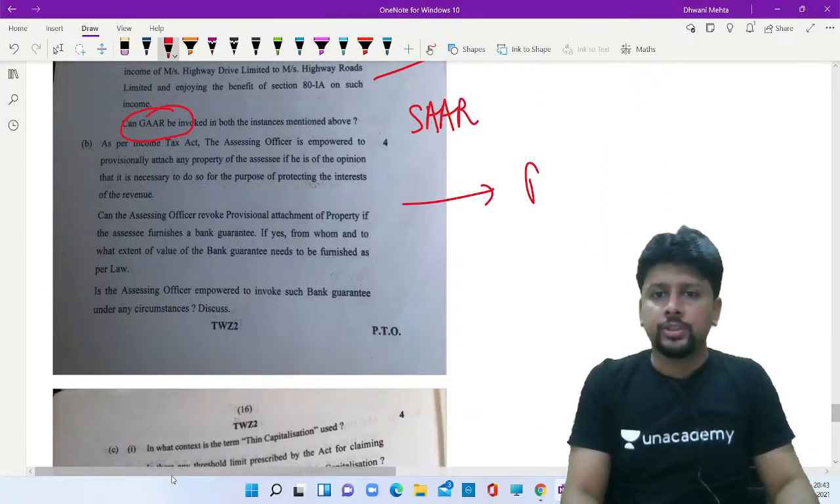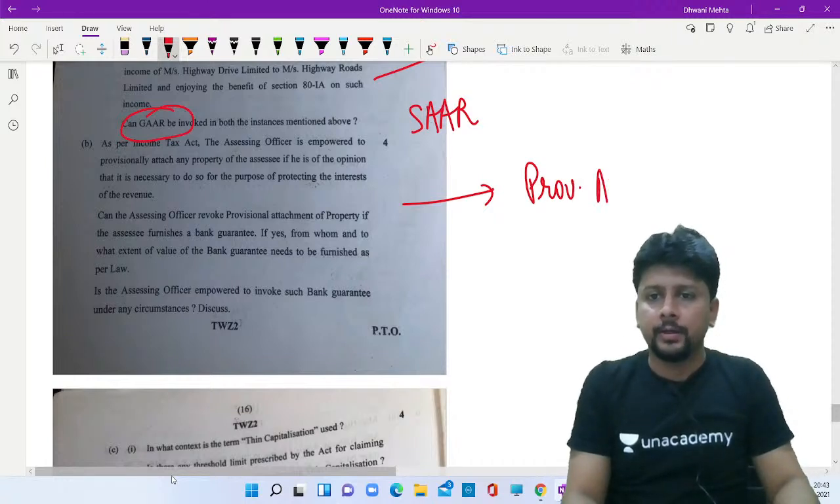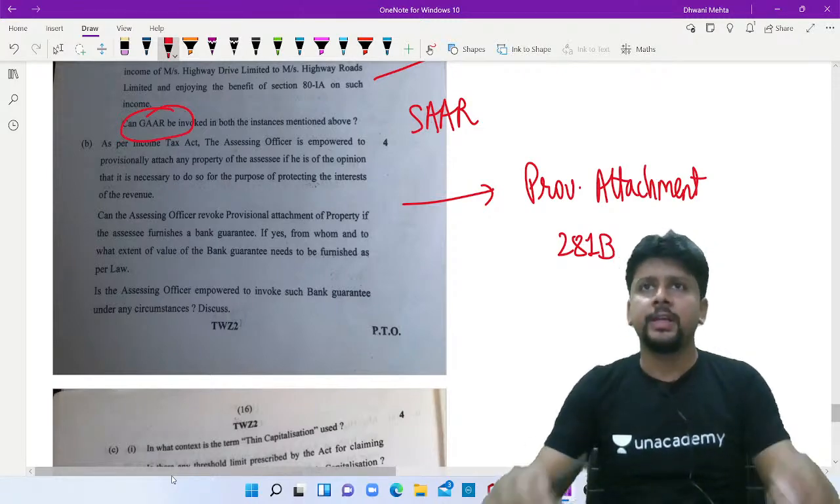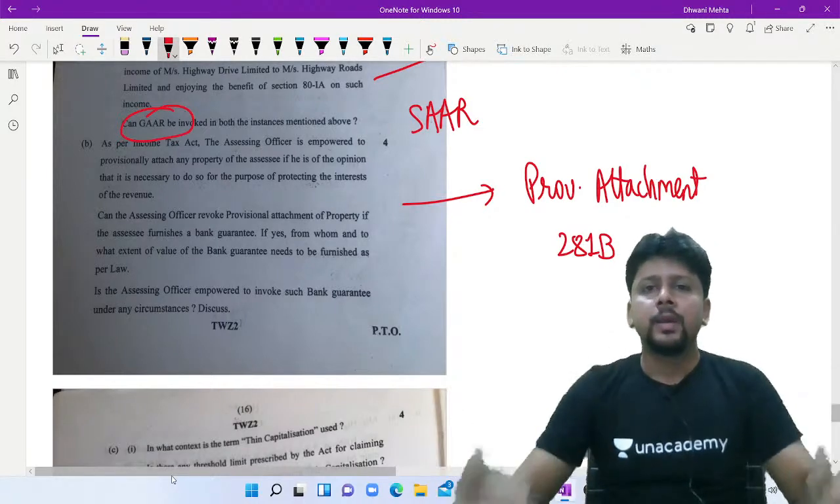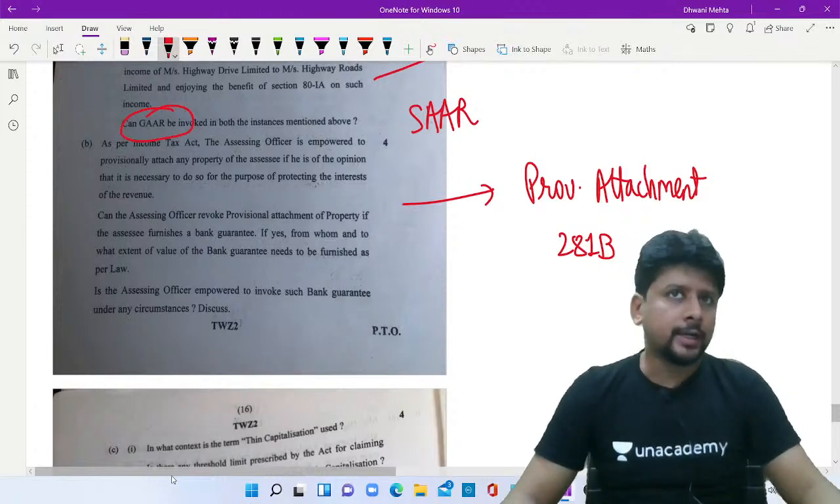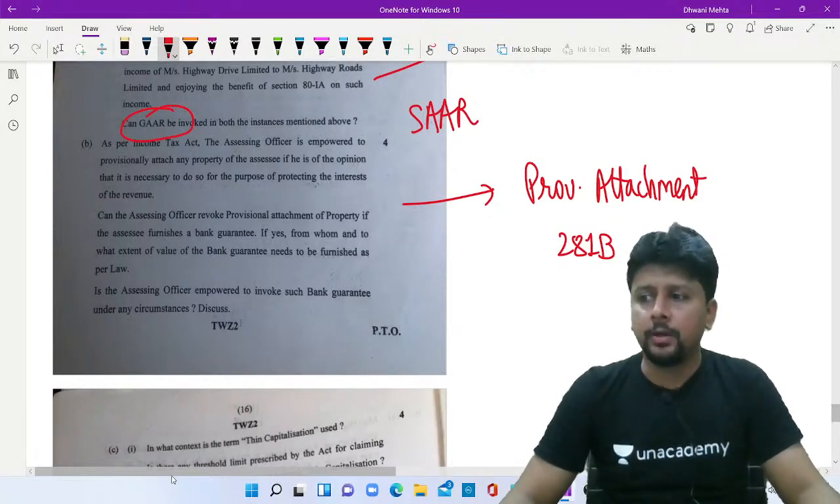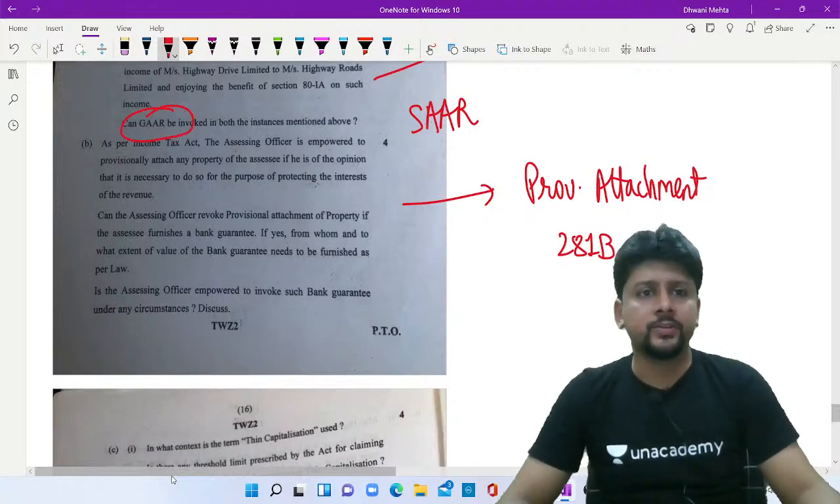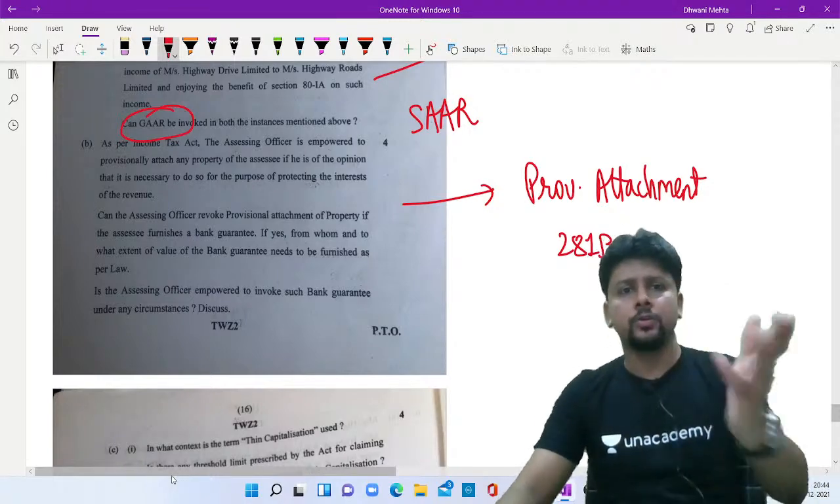Part B was talking about provisional attachment, Section 281B. Pure theory question. All that you have to do is just give out the section. And provisional attachment recently is coming up in your papers. So a student definitely has studied provisional attachment while studying assessment procedure. You can easily attempt this.